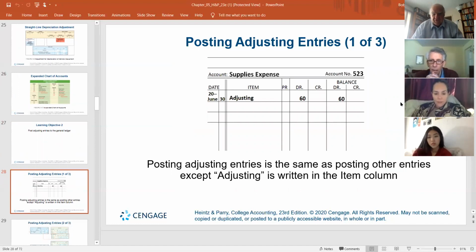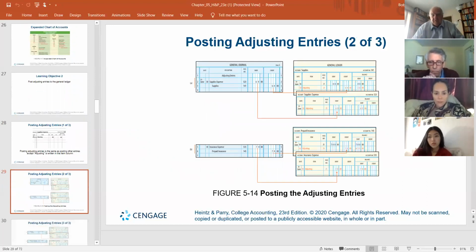Posting adjusting entries is the same as posting anything else. No different. You might have a line here where you say adjusting, or over here where you have this reference number, you might say AJE or A for adjusting entries. And here we go. They're just showing you the different accounts.